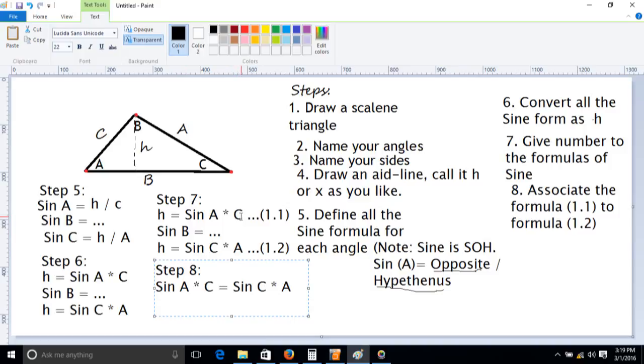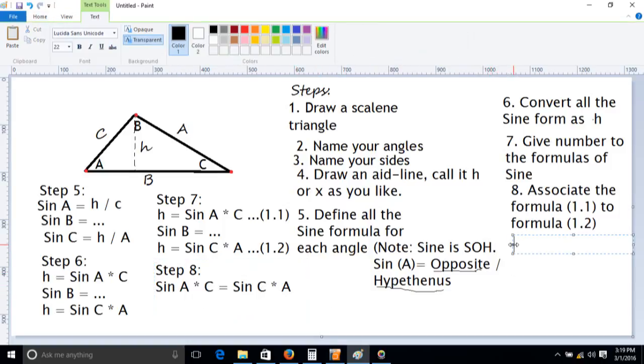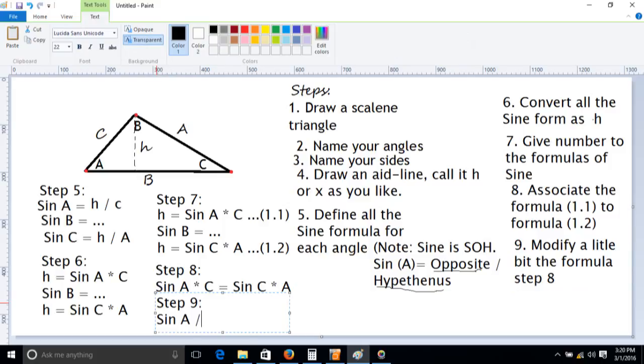So sine A times C is also h. So h here is also sine A times C. So that's our step 8. Step 9 is to modify the formula of step 8 a little bit, so it goes like this. For step 9, we will make sine A divided by A equal to sine C divided by C, right?